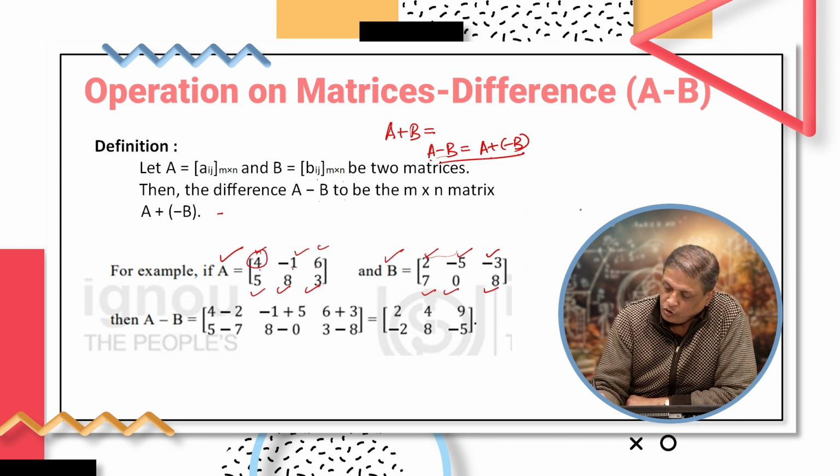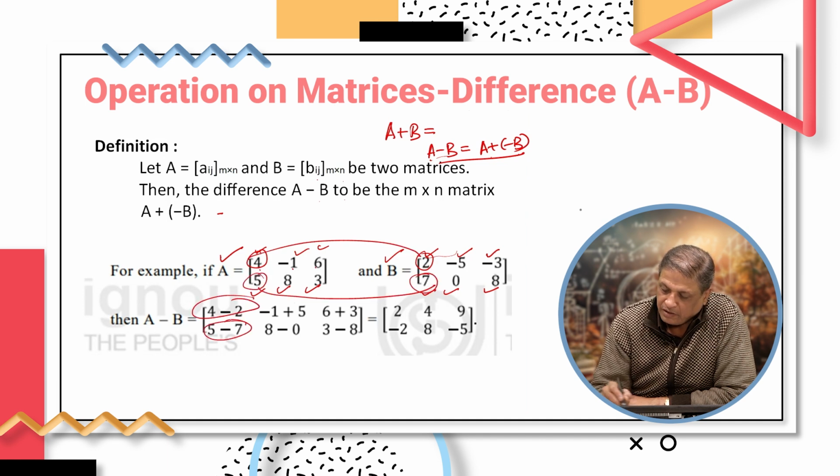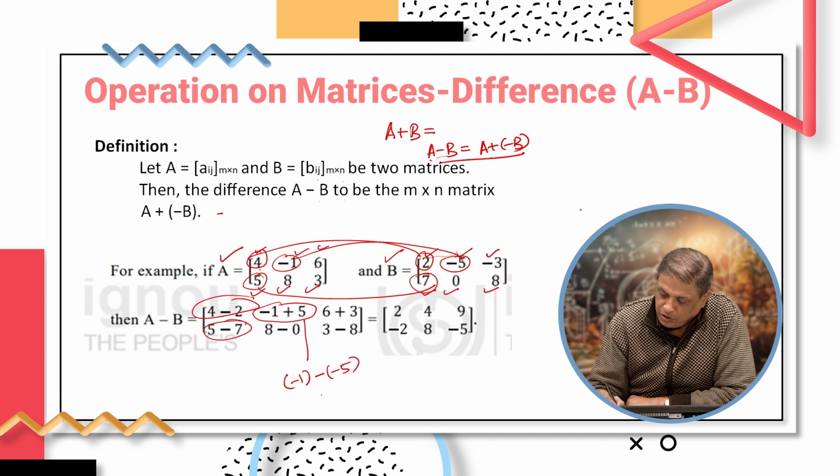4 minus 2. Likewise, we did it in the addition. 5 minus 7. Similarly, minus 1 minus 5. So this is equal to minus 1 plus 5.